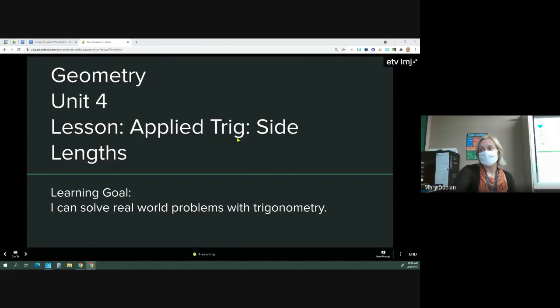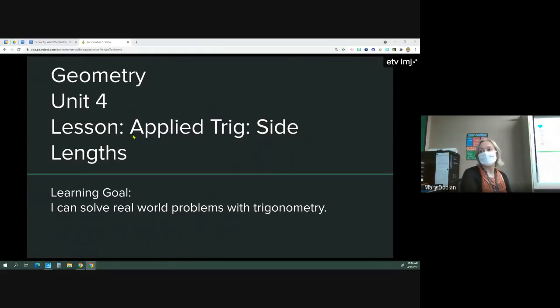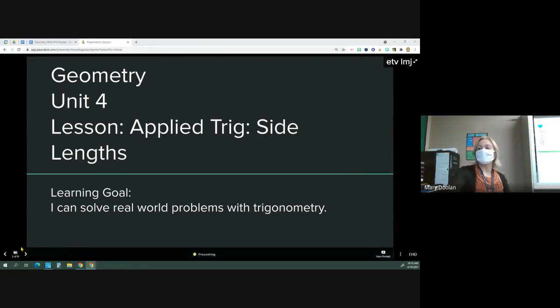Today is applied trig, which means we're looking at real life problems, applications that you can use trigonometry for when you need to find a side length. And that's your learning goal. I can solve real world problems with trigonometry.